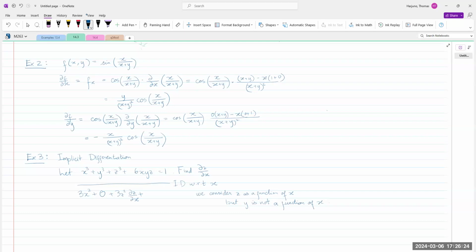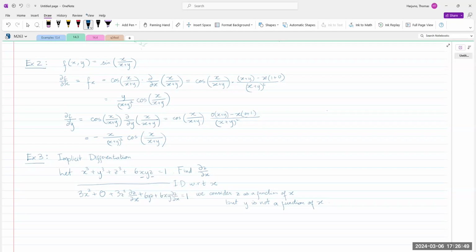Okay, now 6xyz, you need to apply the product rule because you have x there. Okay, you have z there. Now the y is just a coefficient, right? Okay, so I will apply the product rule: 6yz plus 6xy ∂z/∂x equals 1.